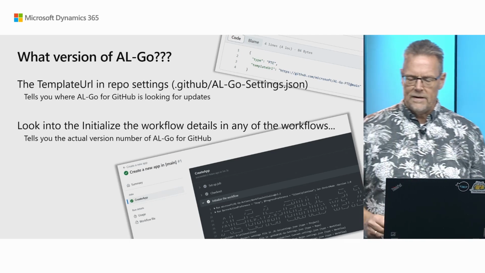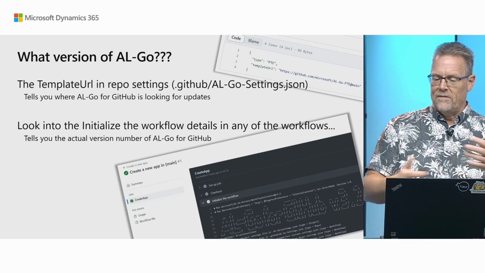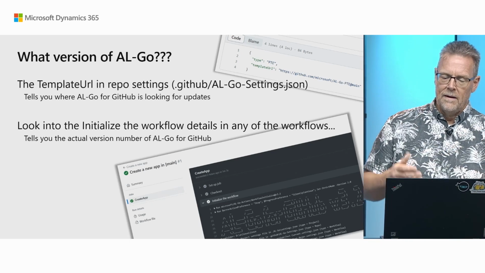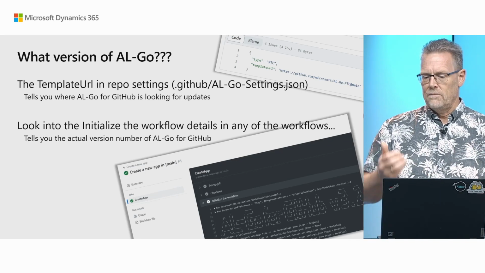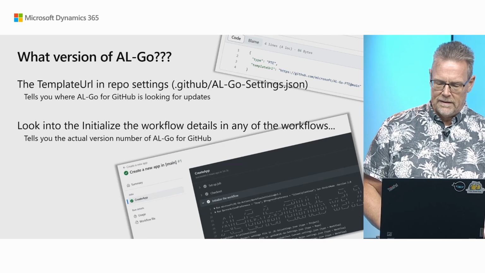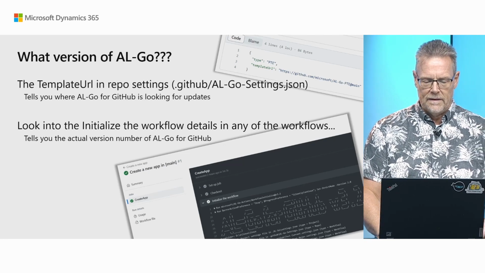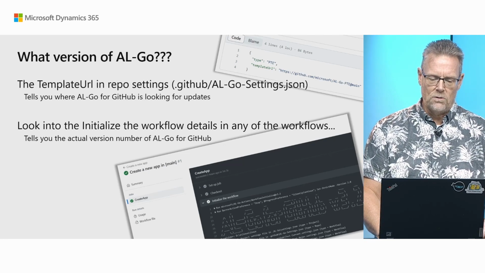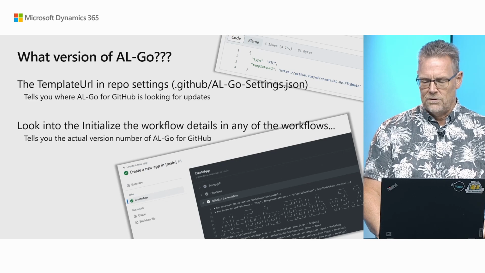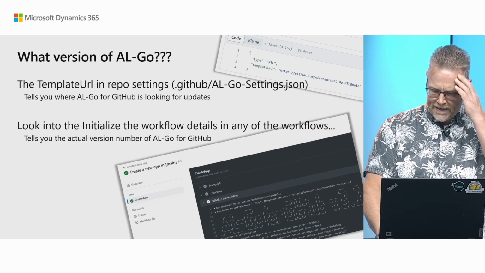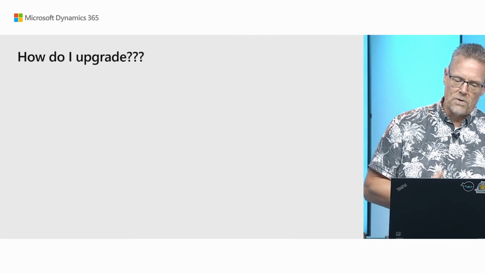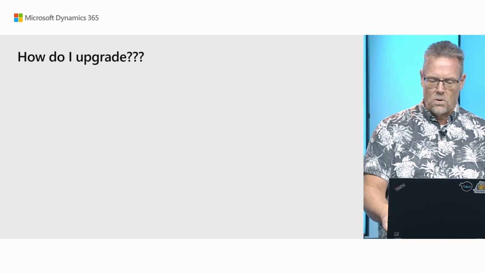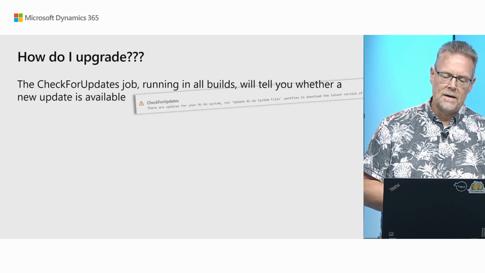So this is the way to find, if you have an issue, you create an issue on GitHub, and we'll ask you, so what version are you running? Well, go and look in the output, and you'll find it there. And we might say to you, please install the latest update of ALGO for GitHub. And the way you do that is by running a workflow called upgrade ALGO system files.